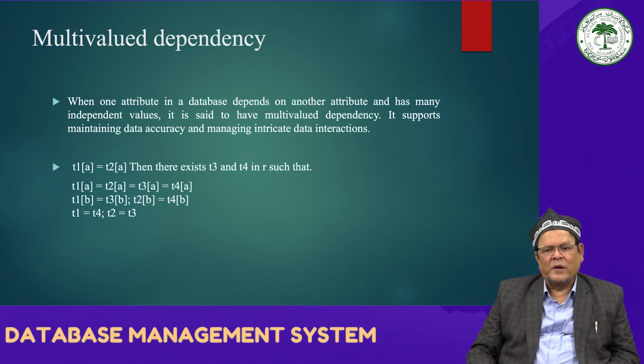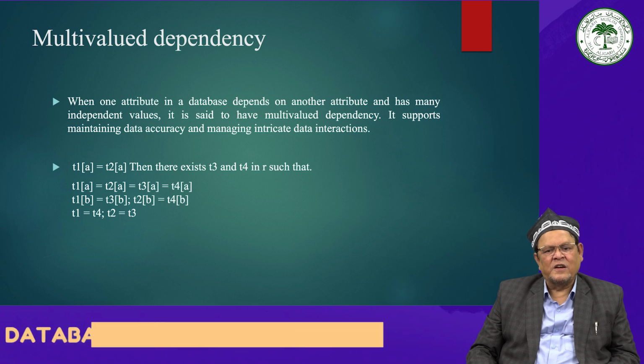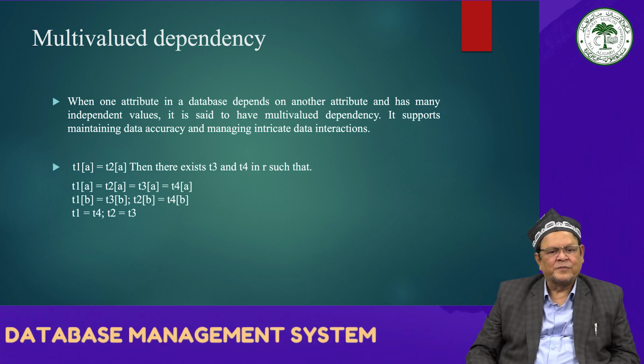The multi-value dependency is a kind of dependency when one attribute in a database depends on other attributes and has many independent values. It is said to have a multi-value dependency. It supports maintaining data accuracy and managing intricate data interactions.